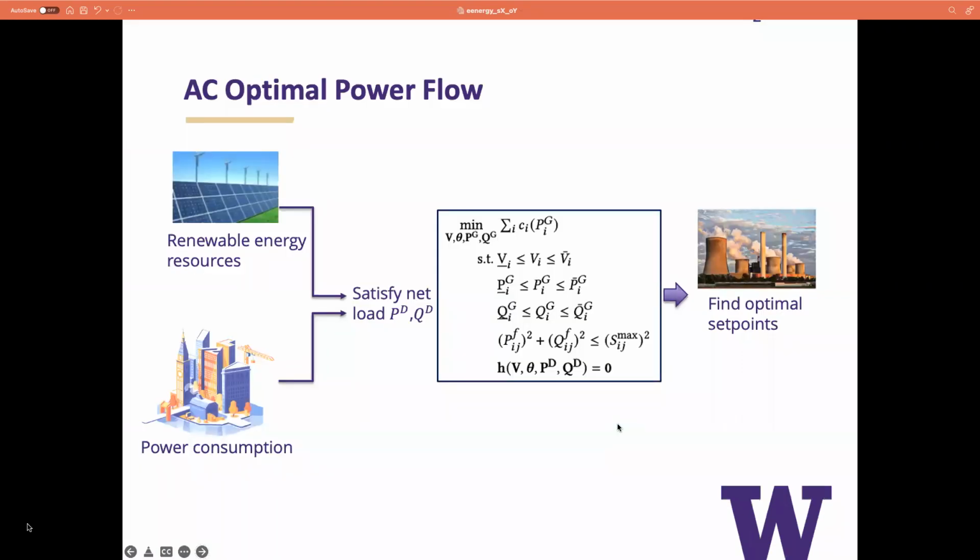I'll start from the mathematical formulation of AC optimal power flow. It is an optimization problem that minimizes the total generation cost subject to a set of physical constraints and the supply-demand balance constraint. Particularly, this balance constraint is nonlinear, so ACOPF is a non-convex problem.